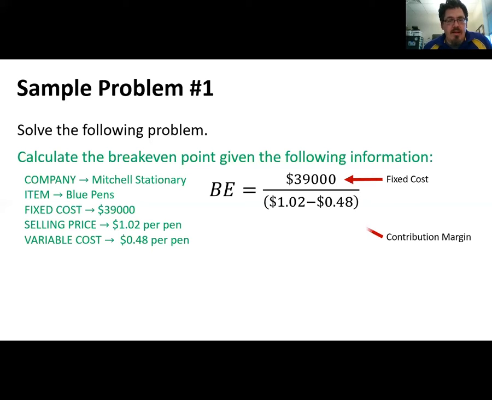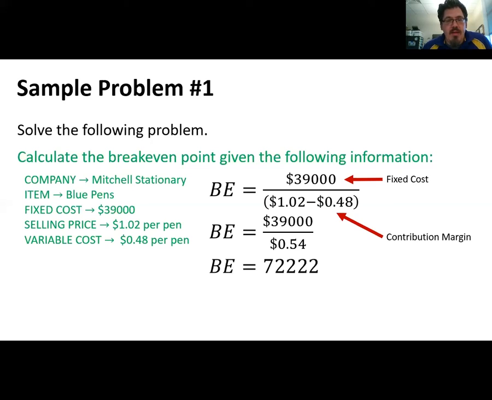Now, like I said, the top item is that fixed cost. The bottom math, the $1.02 minus 48 cents, has a fancy name. It's called the contribution margin. Basically it's what we're contributing to paying off the fixed costs, which might be a way to think about what that word means in this context. Okay. So we're going to do that subtraction. We're just following order of operations to help us simplify. So we're going to take $39,000 divided by the 54 cents per pen, essentially.